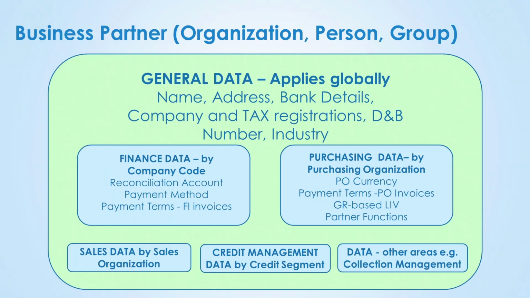Some of the data, for example the name and address, will apply everywhere, and some information may only be required for specific areas of the business, such as finance or purchasing. And, for example, different company codes and purchasing organisations may have different terms and conditions for the same business partner.